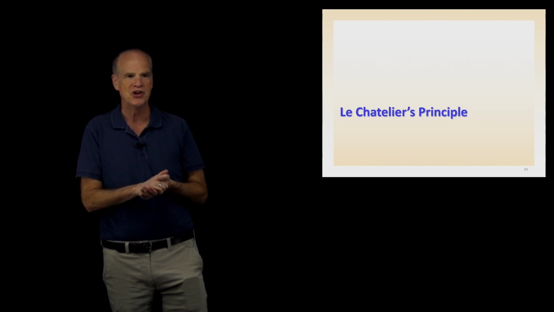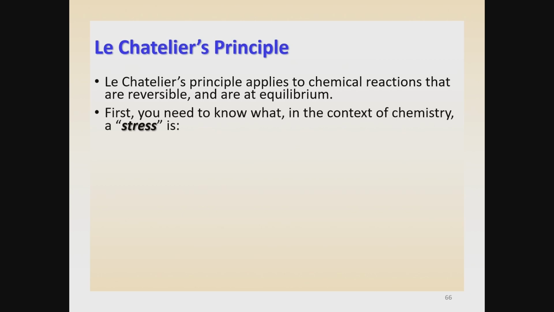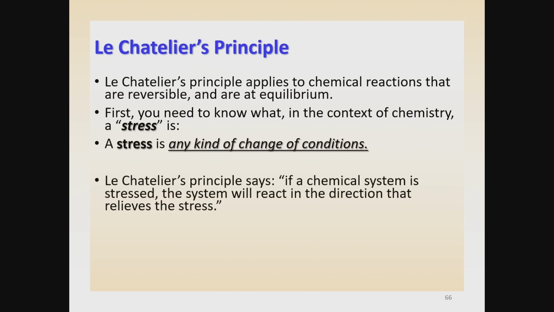So if I can increase the slide. Le Chatelier's principle applies to chemical reactions that are reversible and are at equilibrium. But first, you need to know what, in the context of chemistry, a stress is. A stress is any kind of change of conditions. You'll often see Le Chatelier's principle expressed in this way: if a chemical system is stressed, the system will react in the direction that relieves the stress.